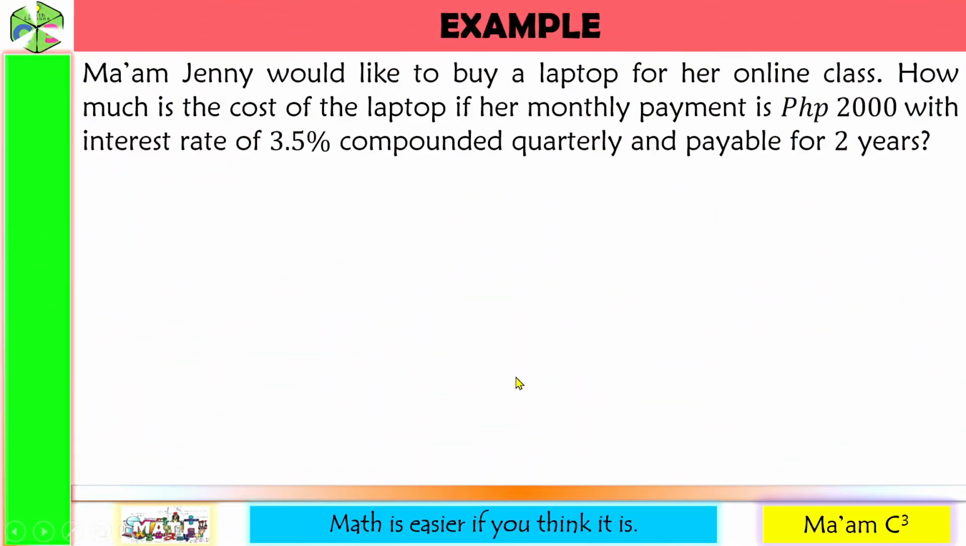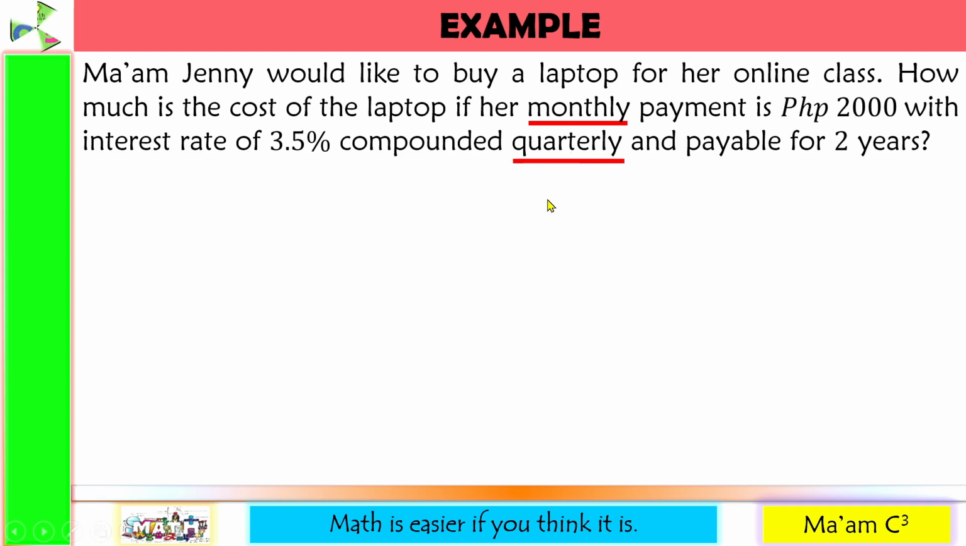Let us have an example. Mom Jenny would like to buy a laptop for her online class. How much is the cost of the laptop if her monthly payment is 2,000 pesos with interest rate of 3.5% compounded quarterly and payable for 2 years? So let us analyze. The annuity is monthly and the interest conversion is quarterly.